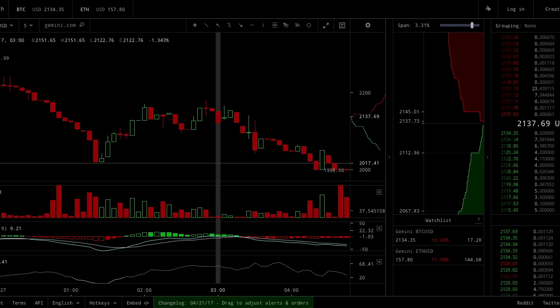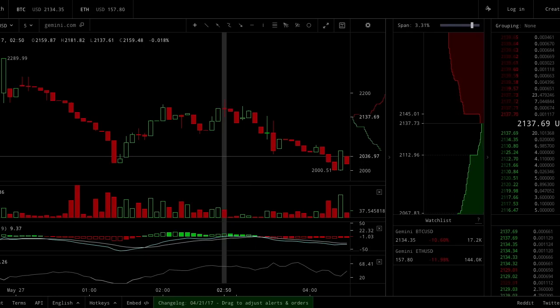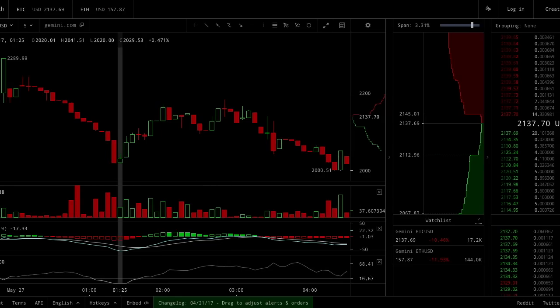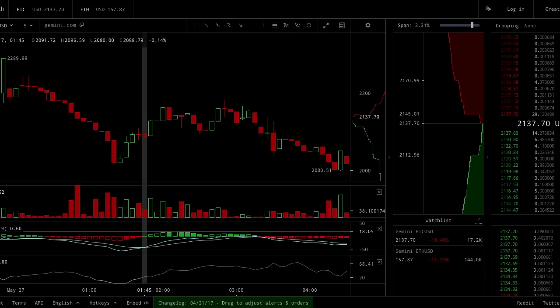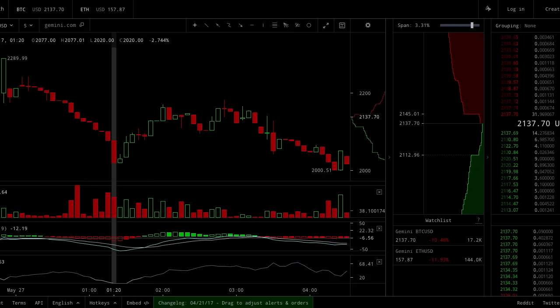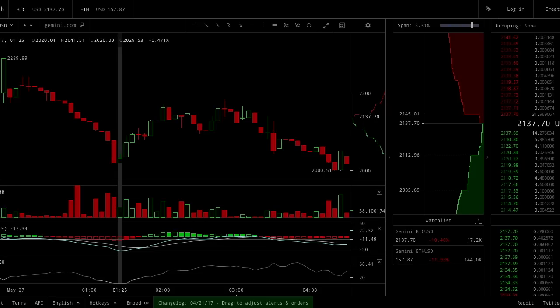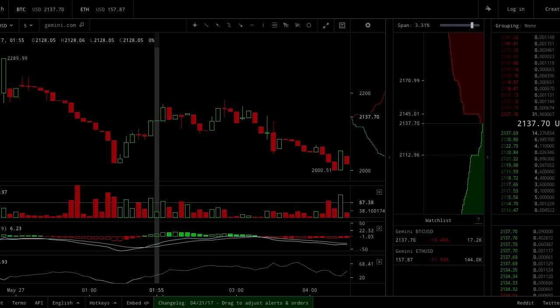So that's it. Entry-wise, let's recap. Entry, you always want MFI to be oversold, and either you want MACD to turn from red to green, or for MACD to go, when it's red, to have a filled bar.